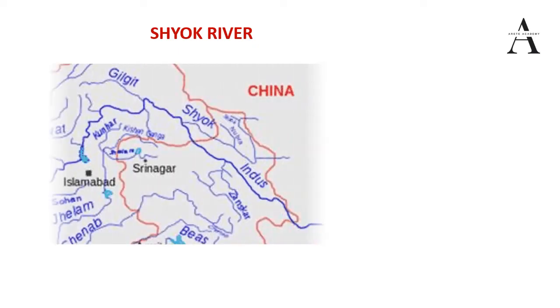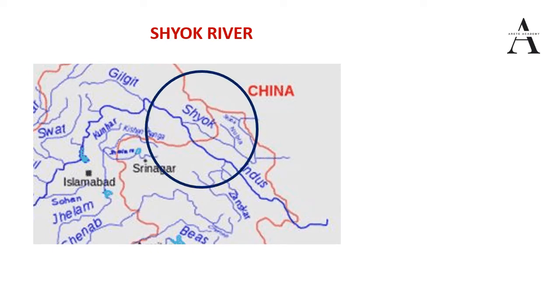Now let's have a look at a few tributaries of the Indus River. The first one is the Shyok River. The Shyok River is a right bank tributary of the Indus River system, and it is also known as the River of Death. In Hindi, Shyok means sorrow, so it is also known as the River of Death.